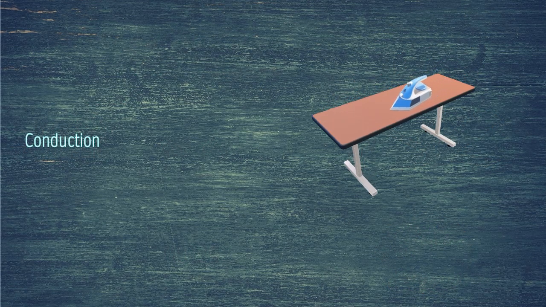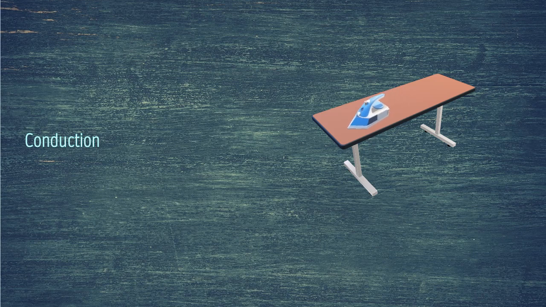Conduction. Consider the familiar act of ironing. As you press a hot iron against wrinkled fabric, heat is conducted from the iron to the clothes. Conduction, the transfer of heat through direct contact, is at play here. The metal of the iron passes its thermal energy to the fabric particles, smoothing out the wrinkles in the process.